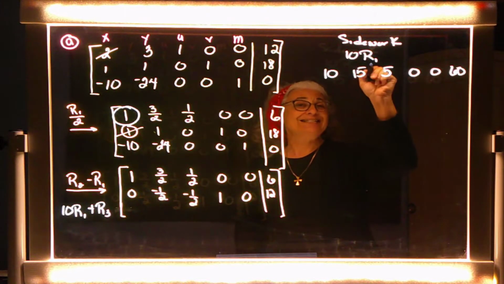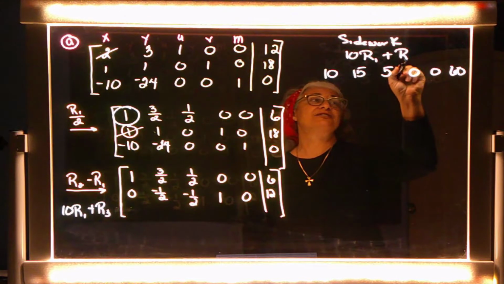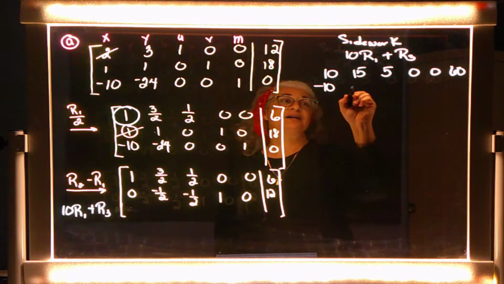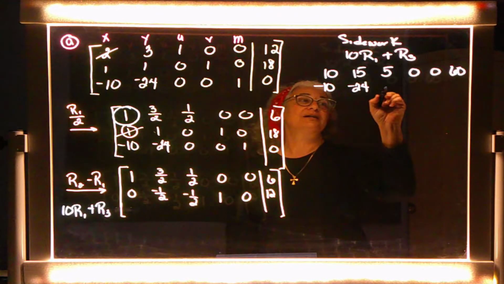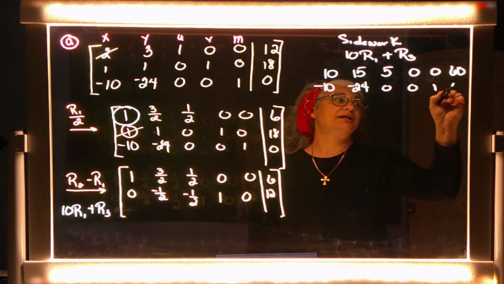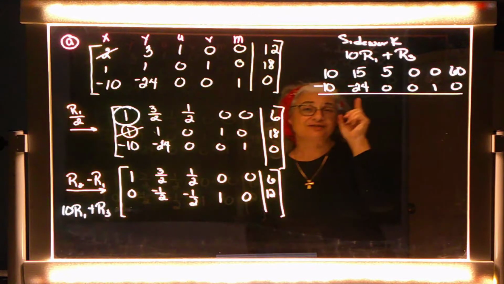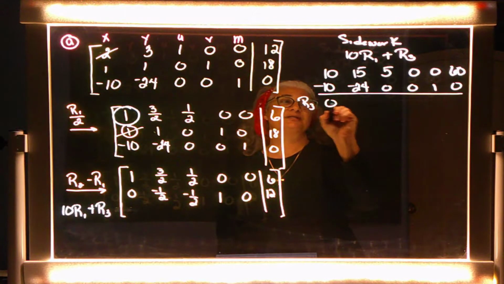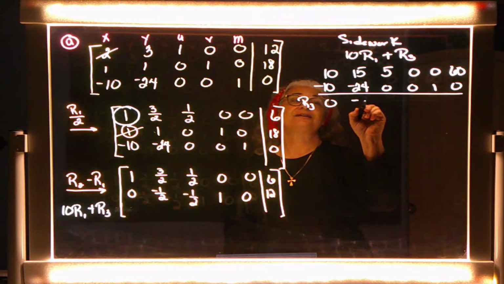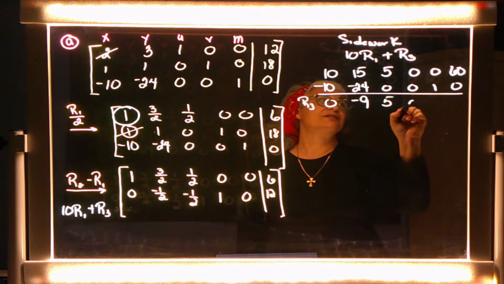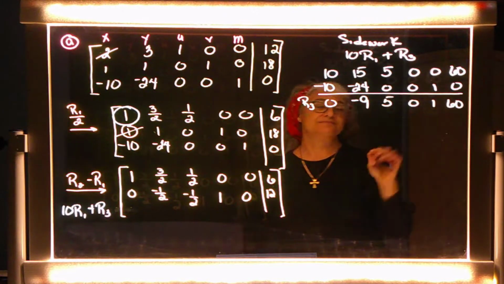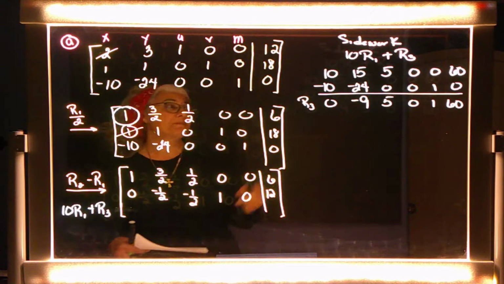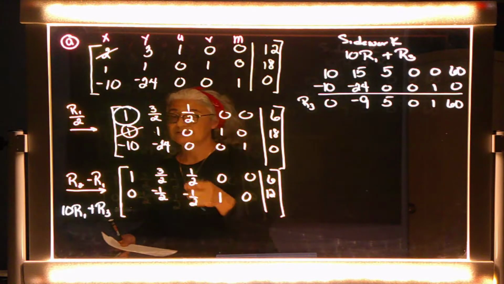And you're going to take 10 times this row 1, and you're going to add it to the third row. Well, the third row is comprised of a negative 10, a negative 24, a 0, a 0, a 1, and a 0. And so when you add these together, your new row 3, shall I say, is going to be a 0, a negative 9, a 5, a 0, a 1, and a 60. Cool? Awesome.